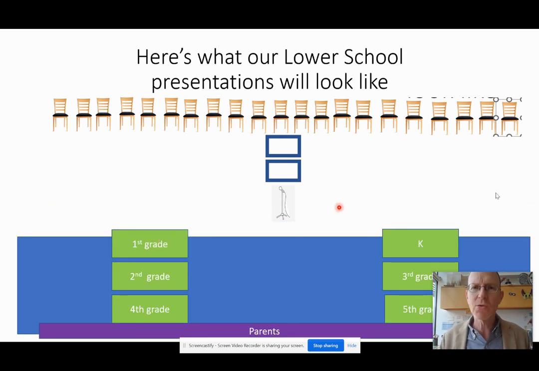Okay, in our lower school, the presentation is a little bit different. So you'll see that the kids are seated with their certain grades, and there's also going to be a place for parents in the lower NPR as well. So that's the last moment of the day, the last hour of the day, when you can expect your parents to be there.